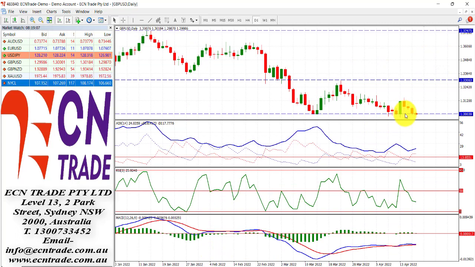Sterling gave back all its gains after the bullish outside range day, but is somewhat finding a little bit of demand around this 130 level. That being said though, I feel the weakness may continue to the start of this week and look towards 129.45, and then may see a recovery back towards 131.